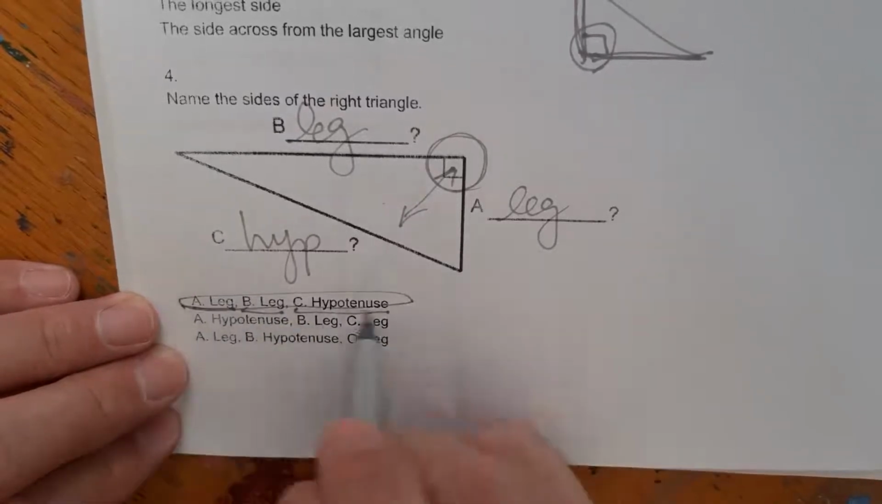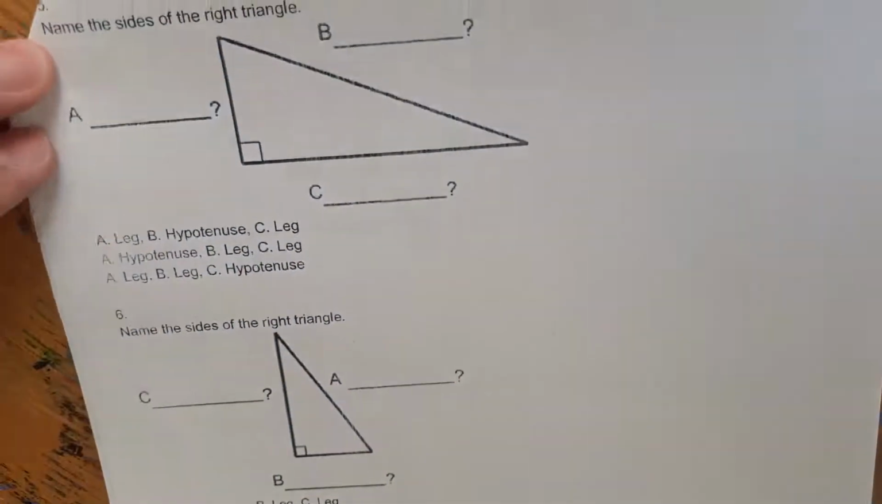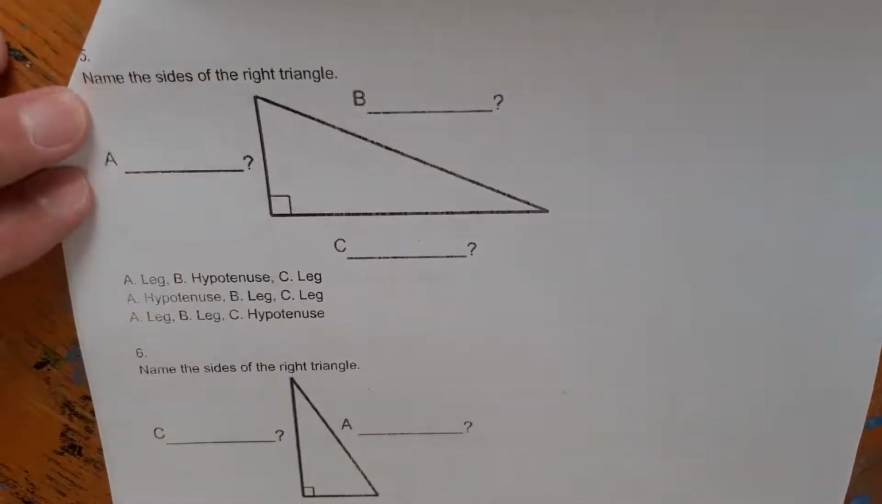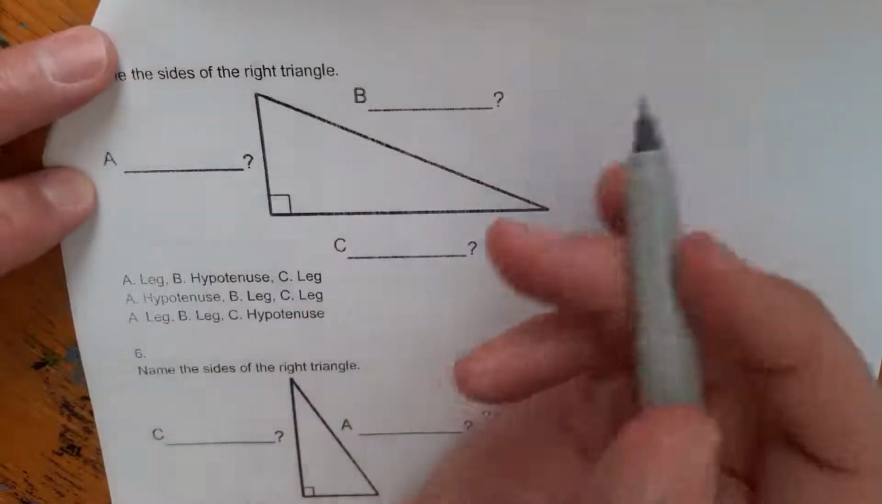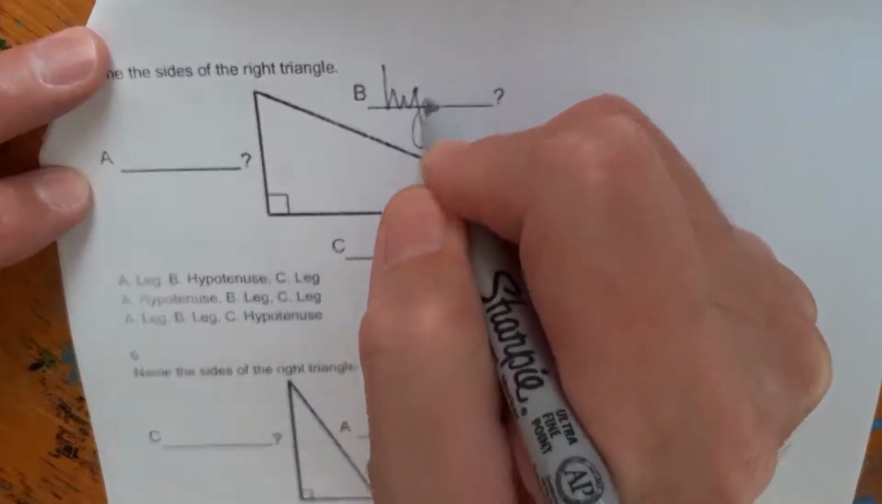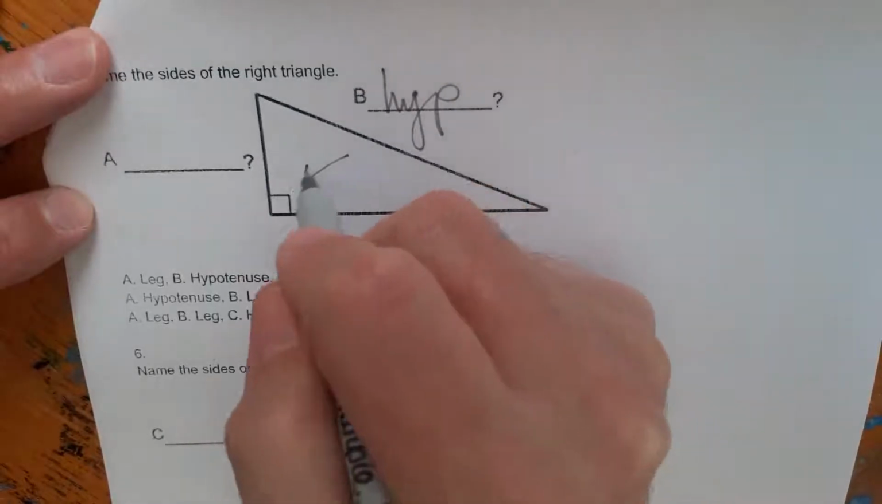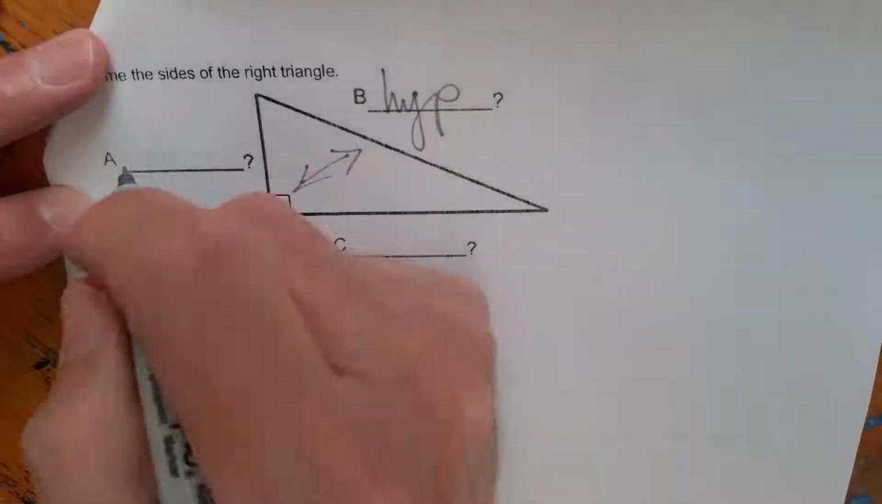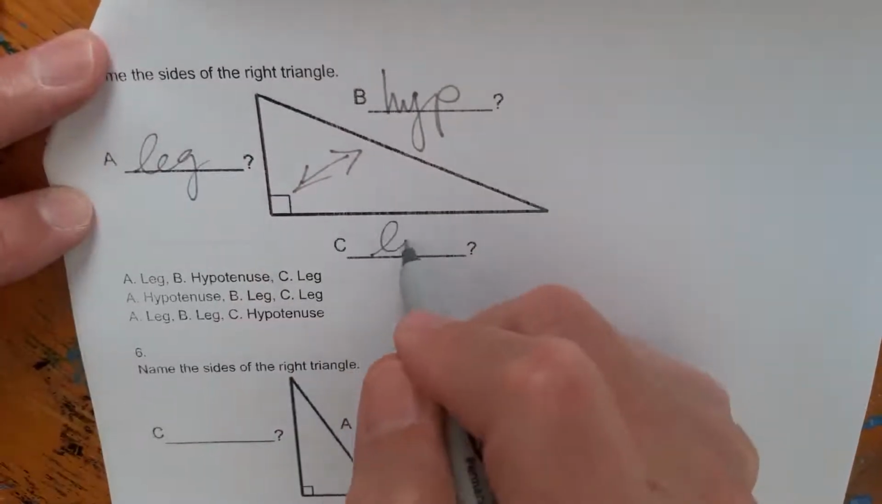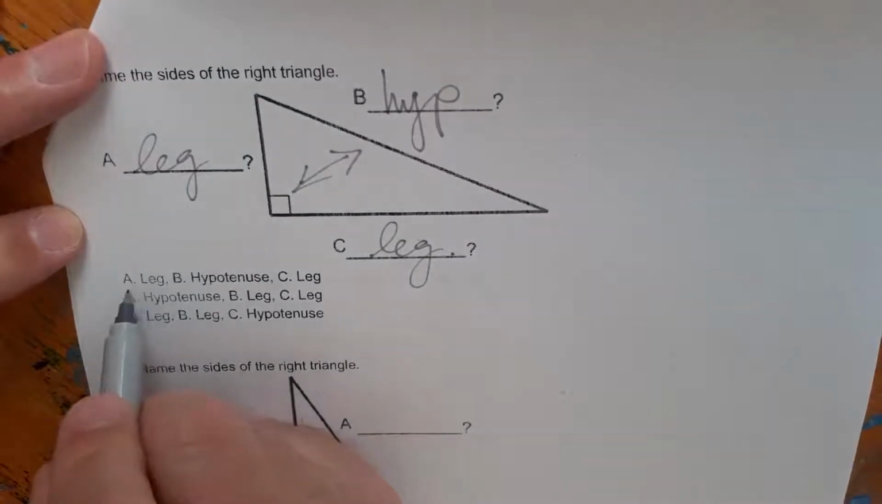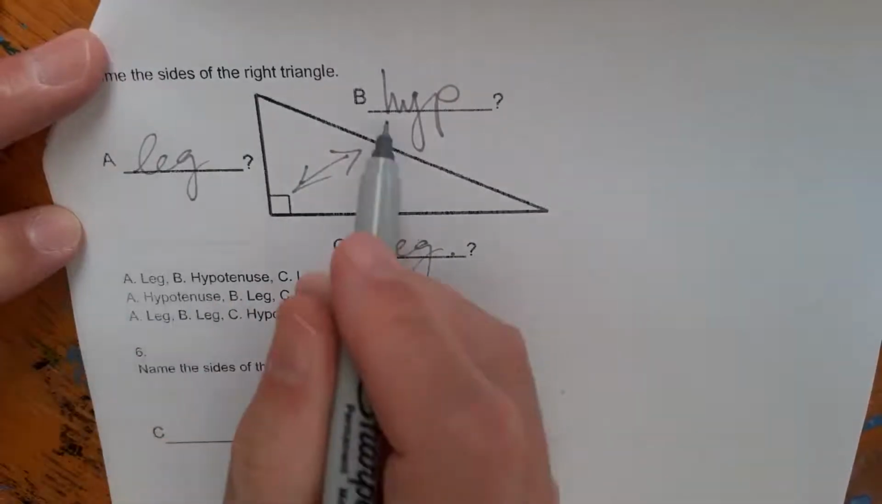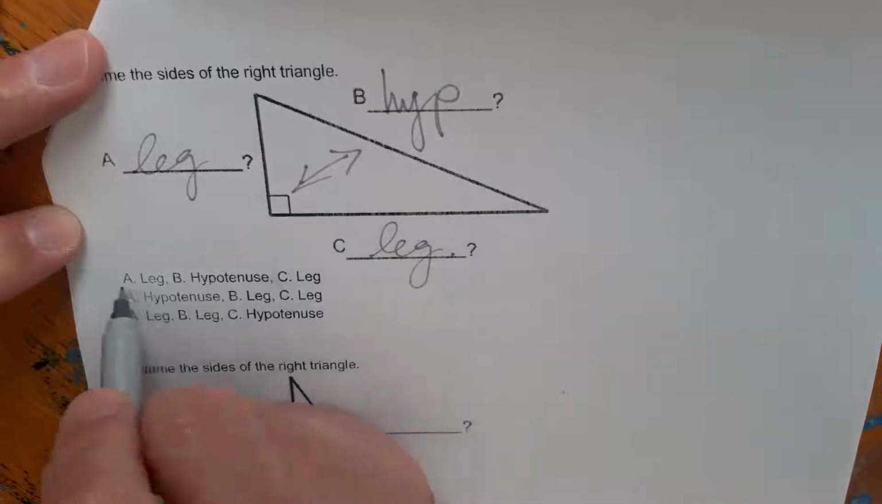All right, this one here. Name the sides of the right triangle. So let's do it again. This one is hyp, I'm going to abbreviate it, because it's not touching the right angle. This one is leg because it is, and this one is leg because it is. All right? So A is a leg, good. B is the hypotenuse, good. And C is a leg, good.